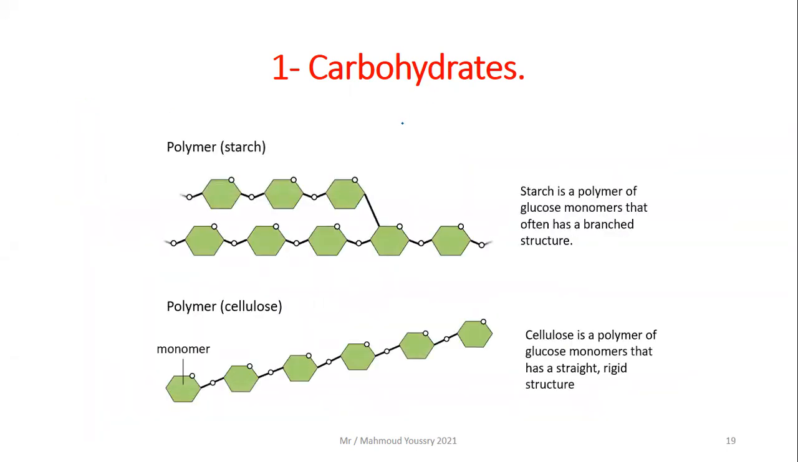Here is the structure of starch. It's a branched chain, as you can see, but cellulose is one straight chain. Starch is a polymer of glucose monomers that often has a branched structure, but cellulose is a polymer made of glucose monomers as well that has a straight, rigid structure.